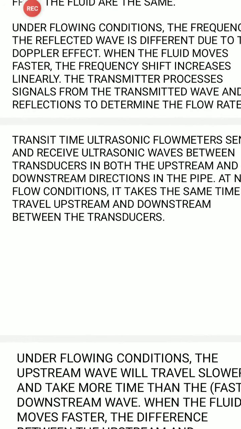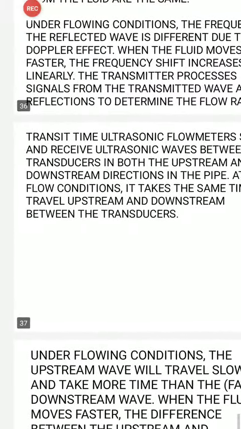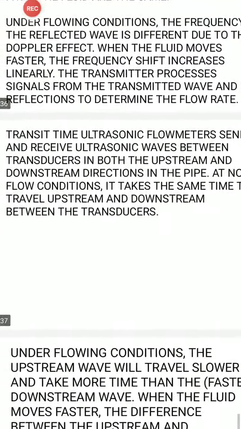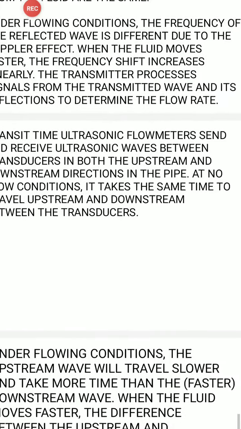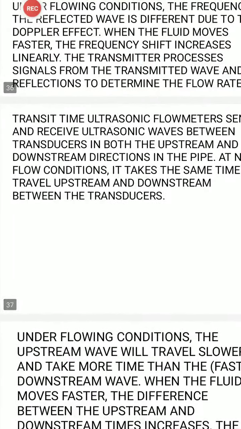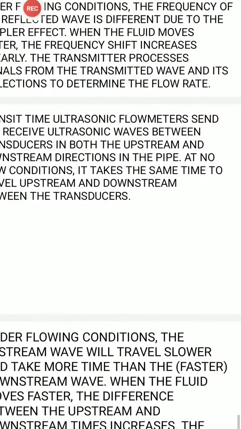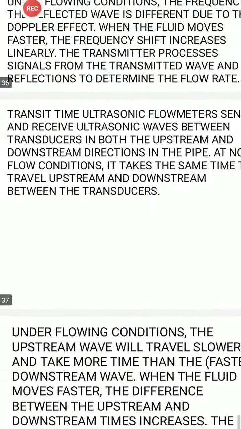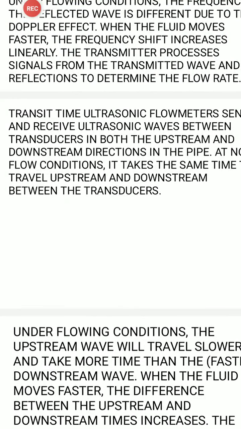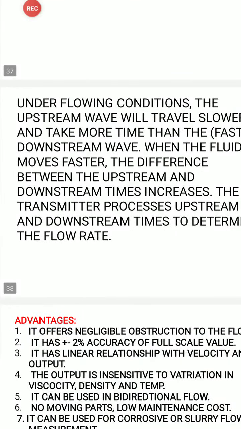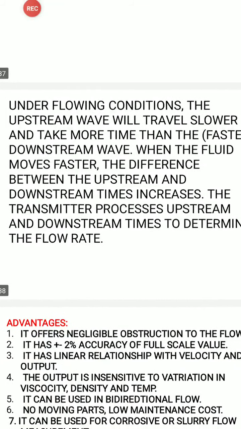Transit time ultrasonic flow meters send and receive ultrasonic waves between transducers in both the upstream and downstream directions in the pipe. At no flow conditions, the transmitting and receiving time is the same to travel upstream and downstream between the transducers. Under flowing conditions, the upstream wave will travel slower and take more time than the downstream wave, which is faster.